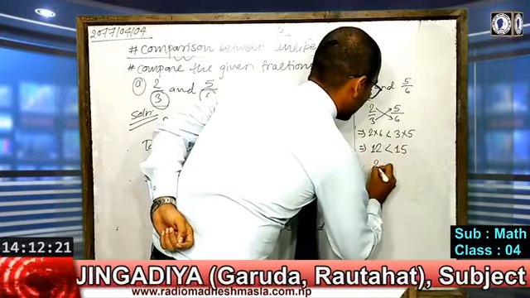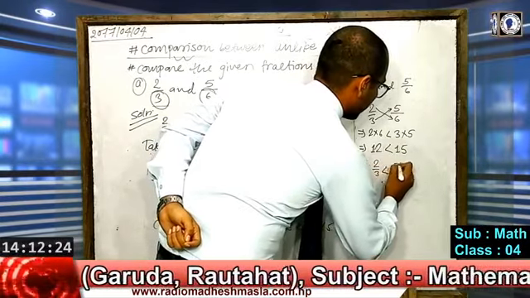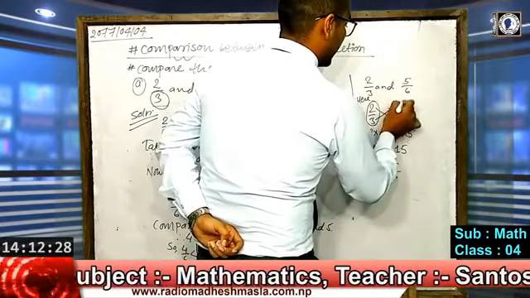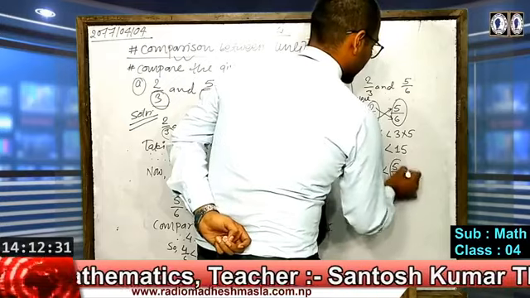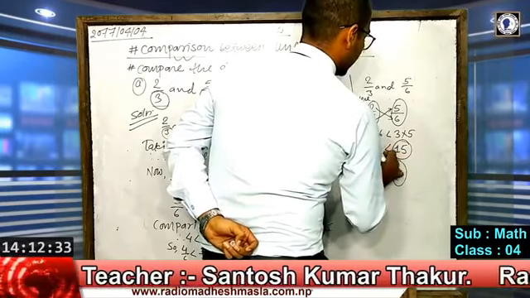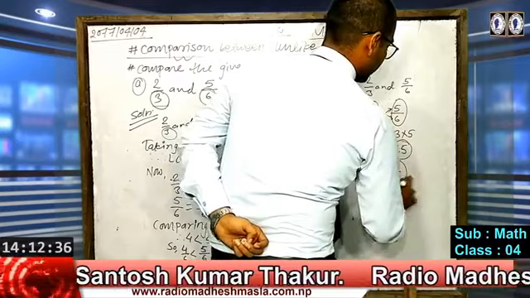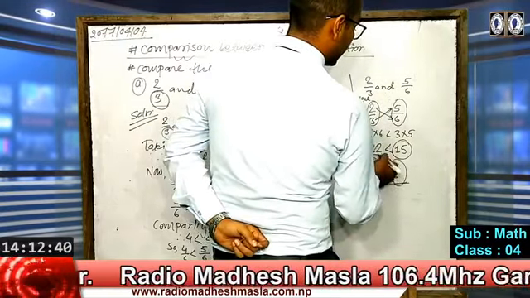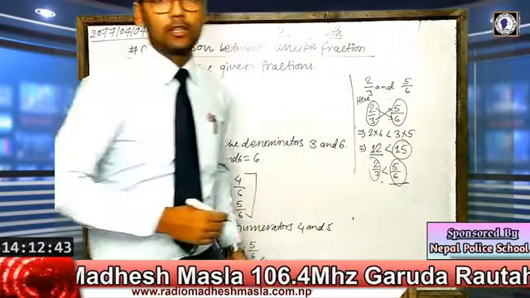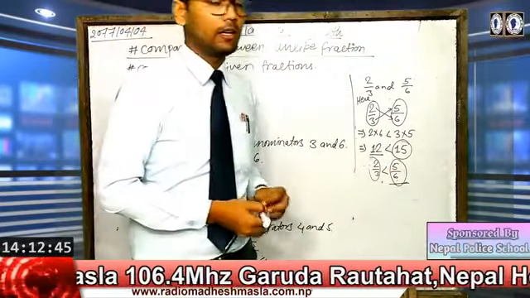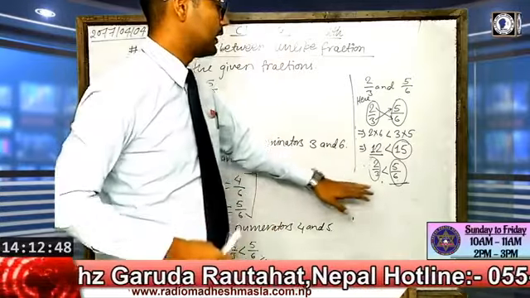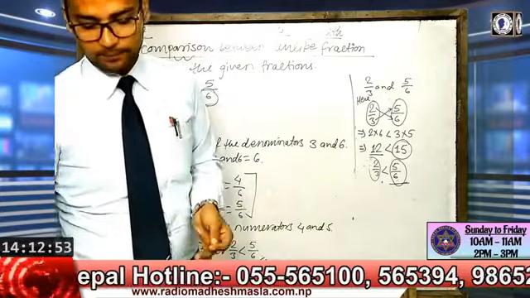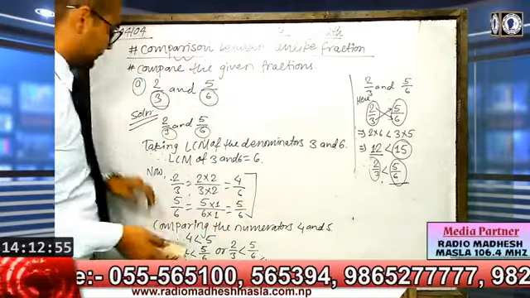Therefore 2 by 3 is smaller than 5 by 6, because 2 by 3 is on the left side and 5 by 6 is on the right side. Our right side number 15 is greater than 12, so we can replace 5 by 6 at the place of 15 and 2 by 3 at the place of 12. In this way we can find the greatest and smallest and compare these numbers.